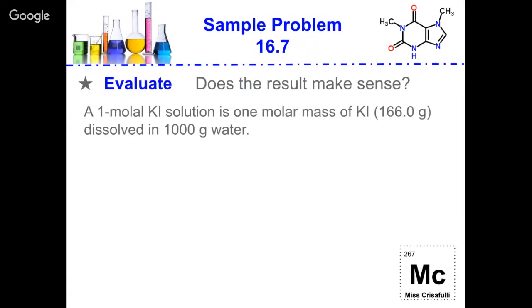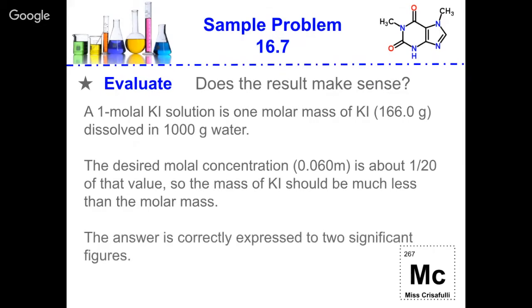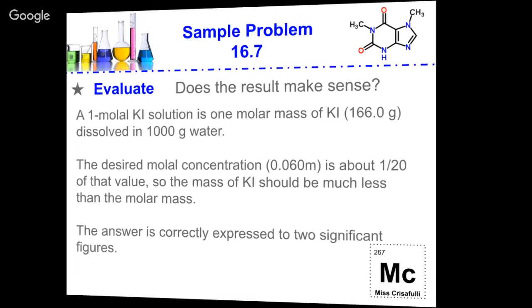So it makes sense because 1 mole is 1 molar mass of potassium iodide. We are getting something that's less than a mole, so the mass that we have to measure out is going to be less than the molar mass, which it is. And then we have to make sure that we have our answer in 2 sig figs, which we do.